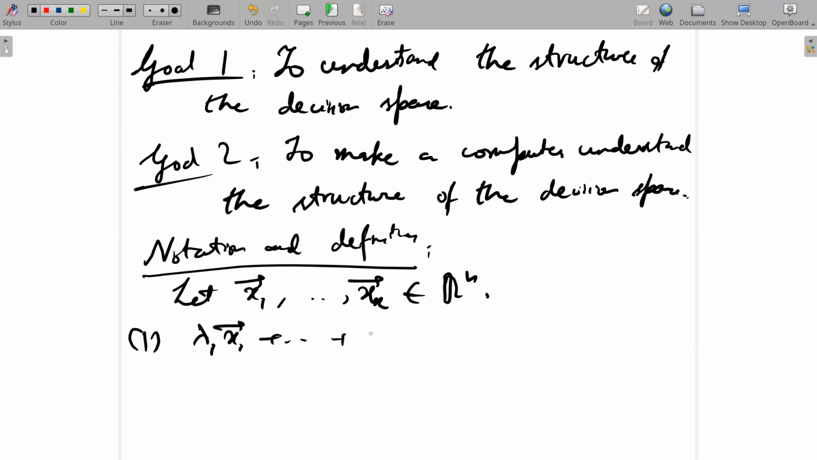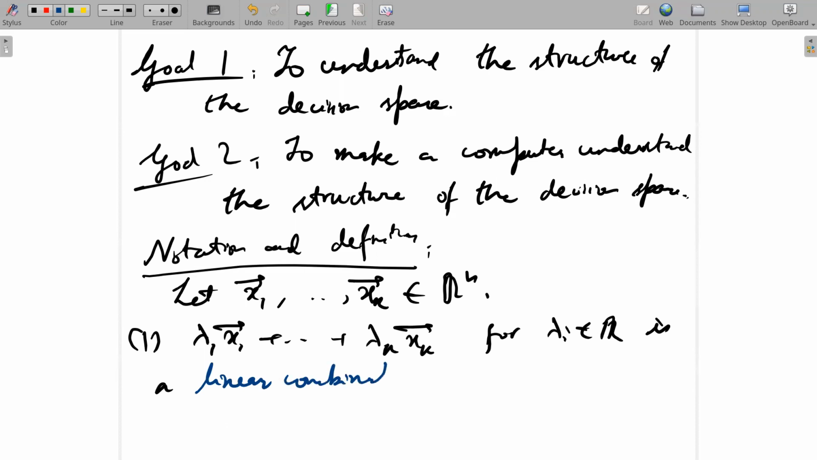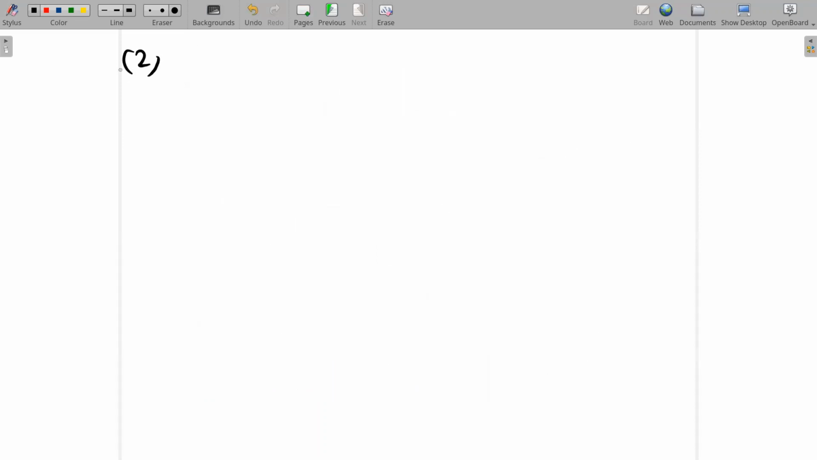If I write this for lambda i in R, this is a linear combination of these vectors. So you start with k vectors. This is what is known as a linear combination. I'm just going to repeat what we have done. We have talked about 4 things, so I'm just going to repeat those 4 things like a summary, but with a purpose behind it.